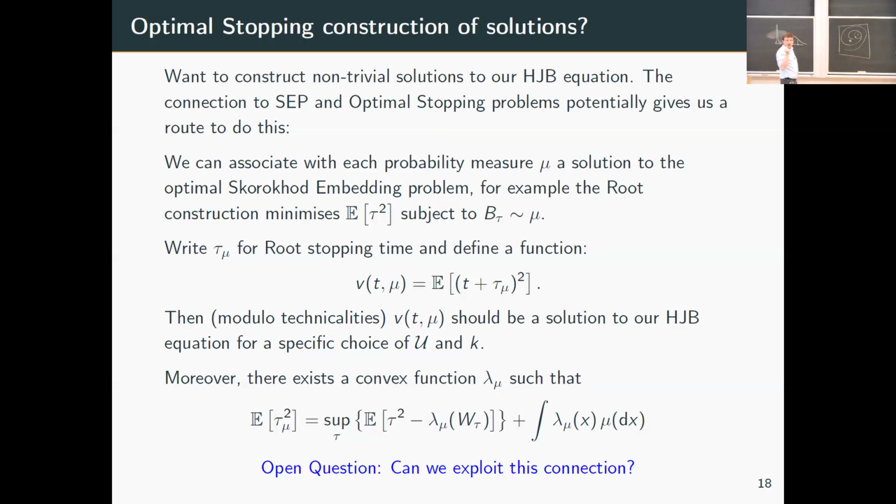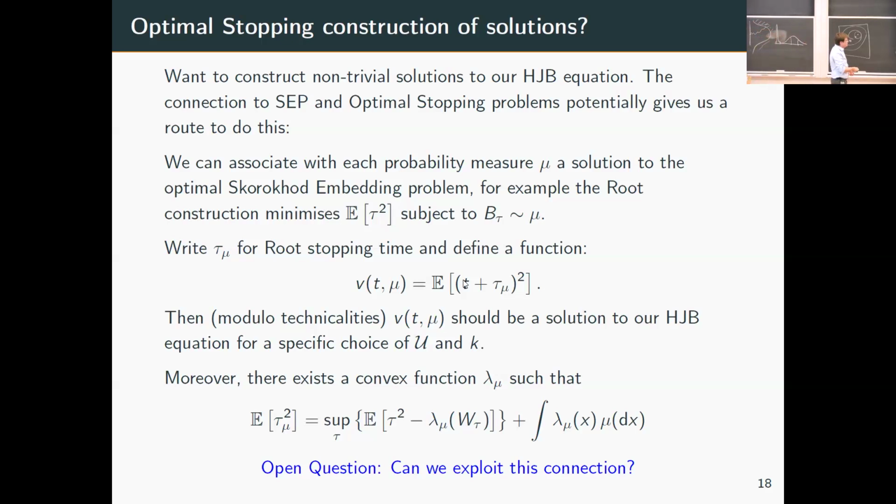Well, essentially via all these connections, what we know is if I take a particular construction that I know to be optimal, for example the Root embedding, I take a time-space domain, take a Brownian motion and run it to the exit of that domain. This domain has to be closed to the right. I can always find a set in this way that gives me a solution for a given mu. And I can use that to construct solutions in very specific cases for these HJB equations.